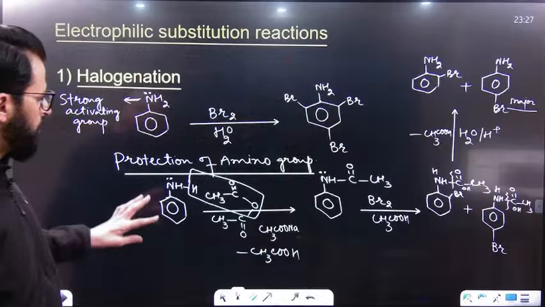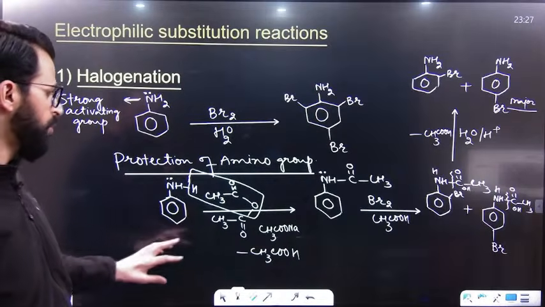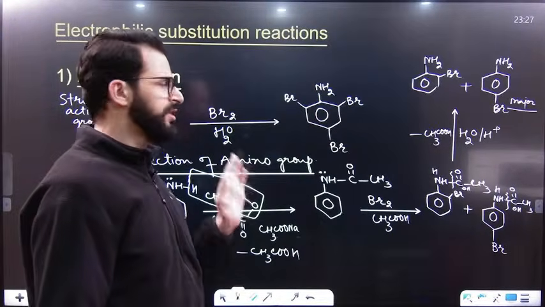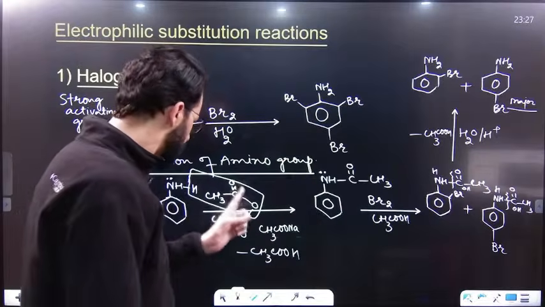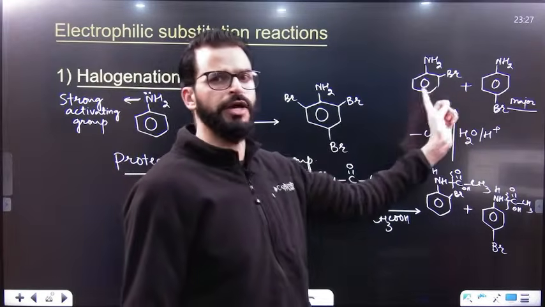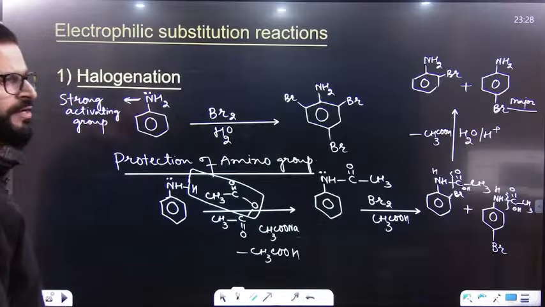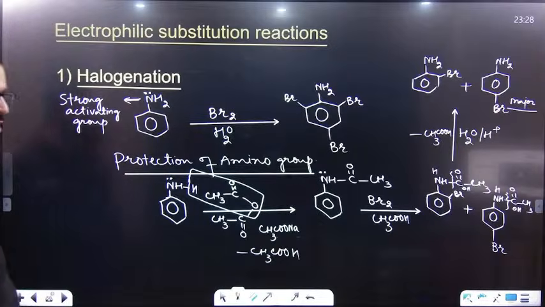So if we don't do acetylation or protection, then polyhalogenation will take place. But with the help of this acetylation, monohalogenation will take place at ortho and para positions. I hope this is clear to each and every one.